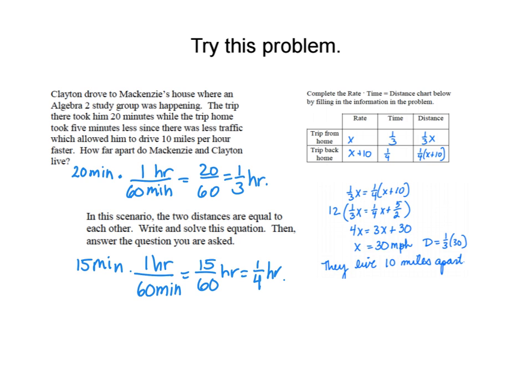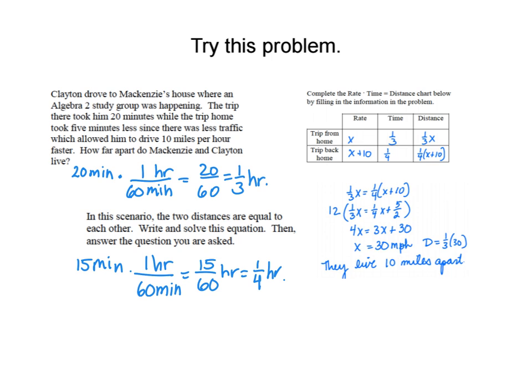In this example, we have equal distances. So let me talk about how I set it up first. Clayton drove to Mackenzie's house where an Algebra 2 study group was happening. The trip took him 20 minutes, while the trip home took him 5 minutes less since there was less traffic, which allowed him to drive 10 miles per hour faster. How far apart do Mackenzie and Clayton live?